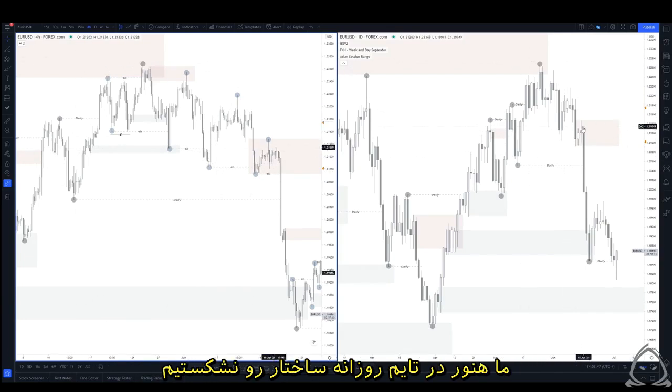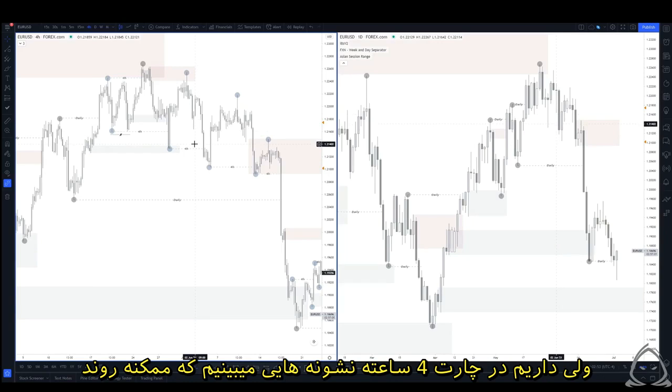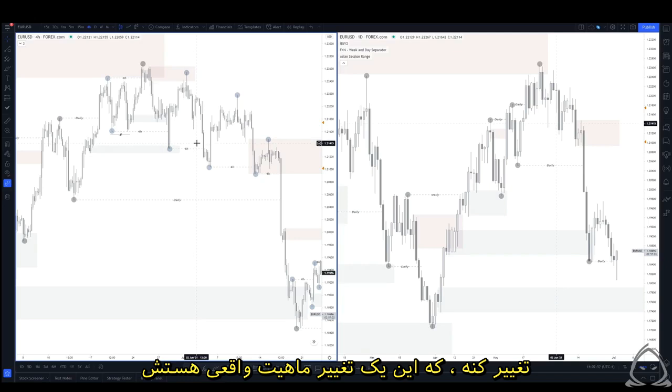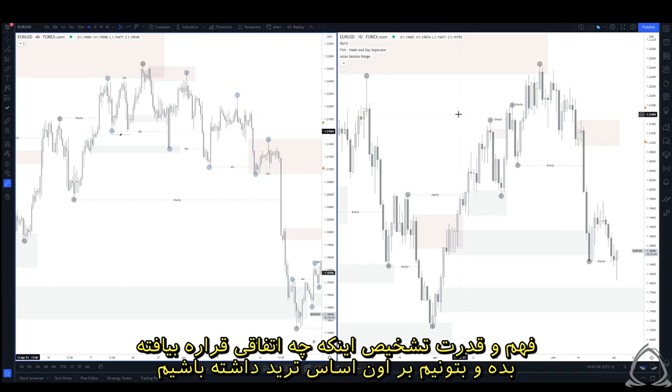We haven't actually changed market structure on the daily yet. So up until this point, we are still bullish on the daily, but what we're starting to see is on the 4-hour, we're starting to get indications that the trend may be switching, that this is a true change of character. We're going to start to see that change of character on a lower time frame before we see it on a higher time frame, and that's going to give us a better understanding and identification of what is to come, and we can build trade ideas on that.